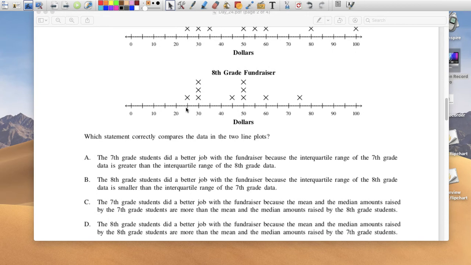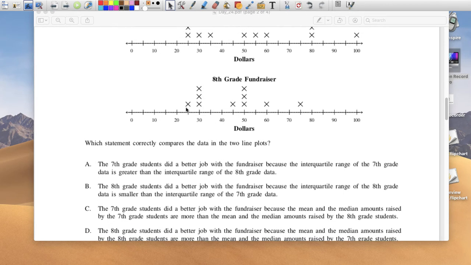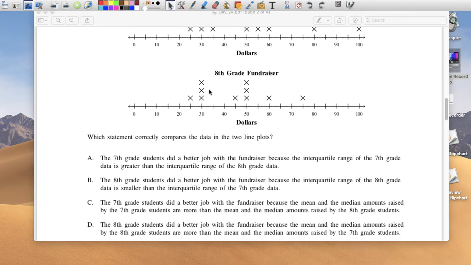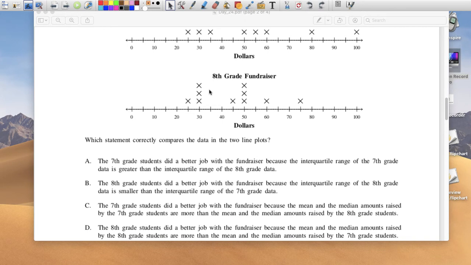Let me just look at D, the 8th grader students did a better job. No, they didn't do a better job because the median is already lower. So even if you didn't want to add all 10 numbers and divide by 10 to see which, just compare the median. Because here letter D says that the median for the 8th grade was higher than the median for the 7th grade. So we already know that that's not true. So the only one that's left over is C.